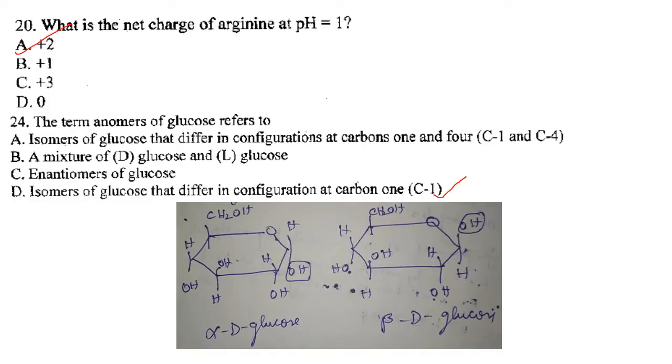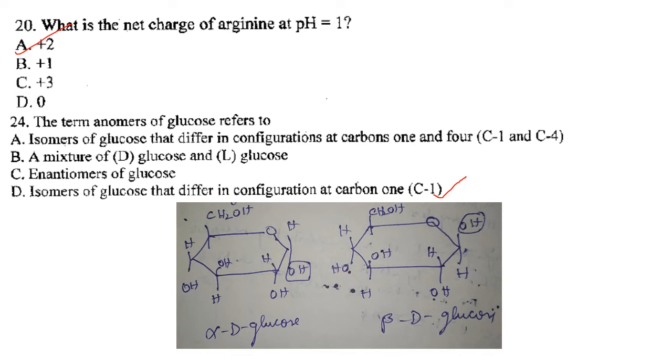Then next one. What is the net charge of arginine at pH 1? If you see the structure of arginine, you have got a COOH group at the C terminal end, and an NH2 group at the N terminal end. The pKa of the COOH group is 2 and that of the NH2 group is 10. Then you have got a side chain NH2 group with a pKa of 12. So they have asked the net charge of arginine at pH 1.